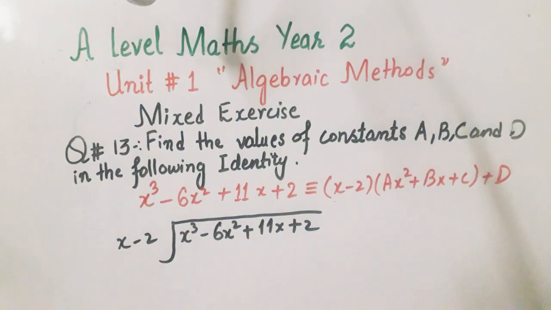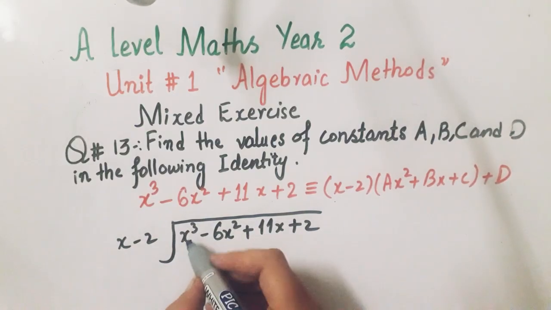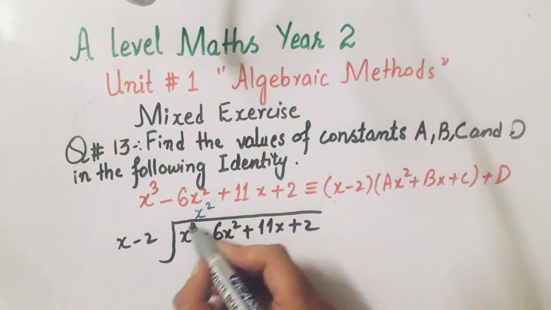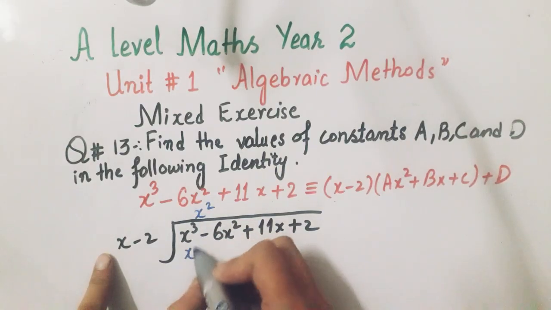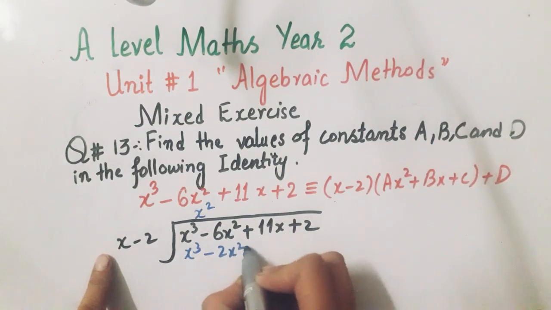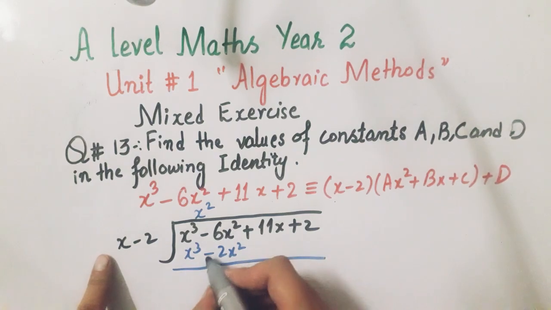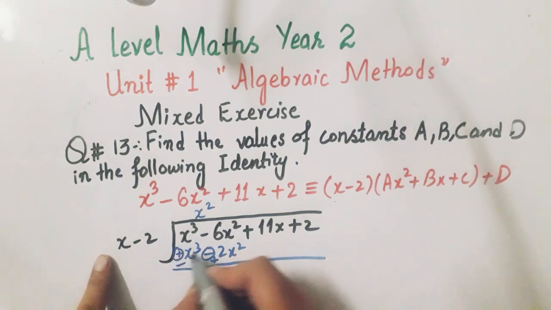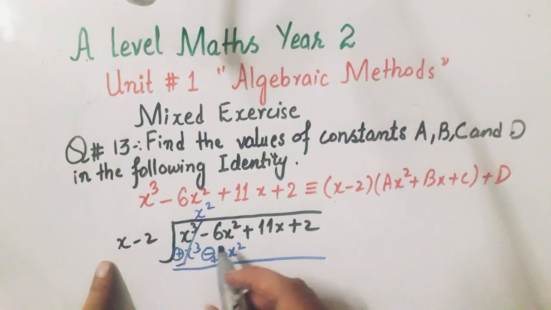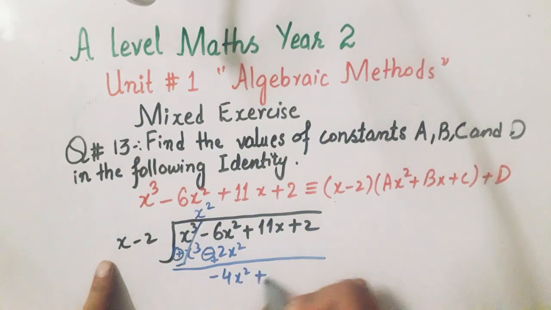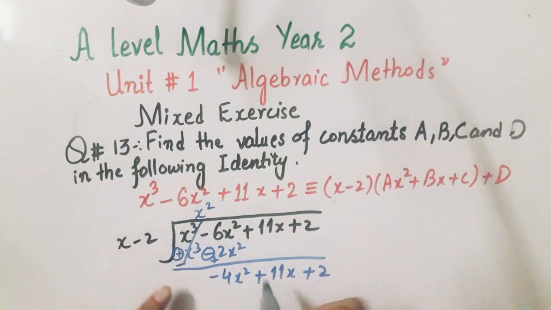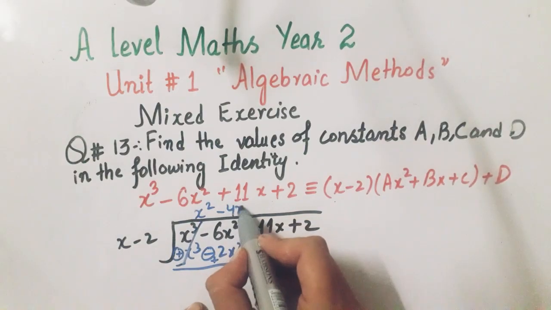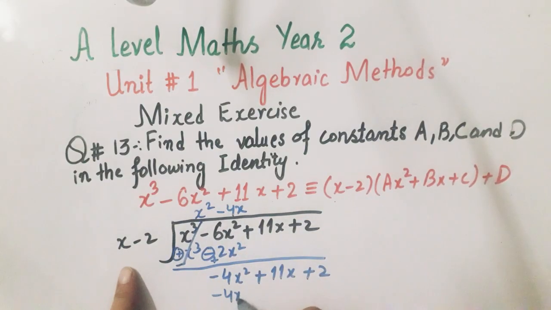So x cube divided by x is x square. To make x cube, we will multiply this by x square, so it will be x cube minus 2x square. Then change the signs. x cube minus x cube cancel out. Minus 6x square plus 2x square will be minus 4x square, plus 11x plus 2. Now x is multiplied by minus 4x, so it will become minus 4x square minus minus, plus 8x.